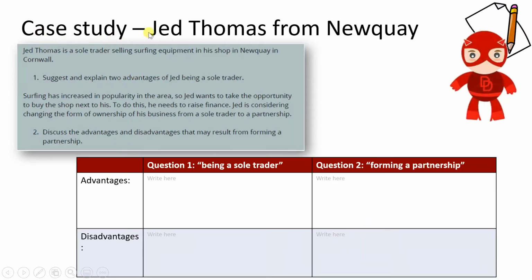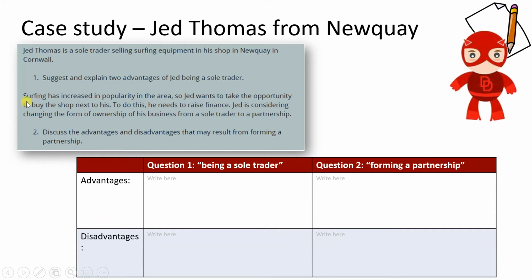A case study, Jed Thomas from Newquay. Jed Thomas is a sole trader selling surfing equipment in his shop in Newquay in Cornwall. Suggest and explain 2 advantages of Jed being a sole trader. Question 1. So fill in the box below where it's got question 1, being a sole trader. And take notice there's the disadvantages as well.